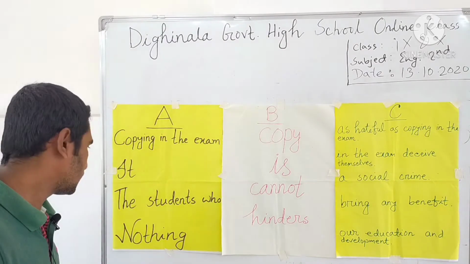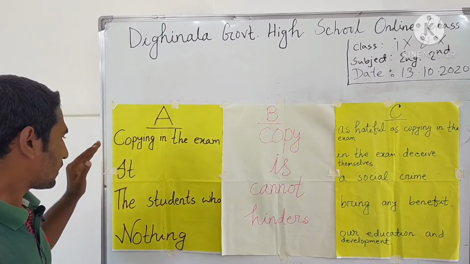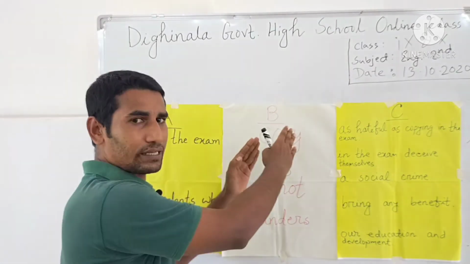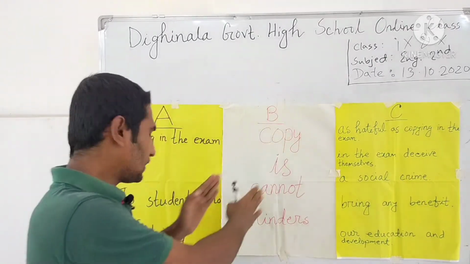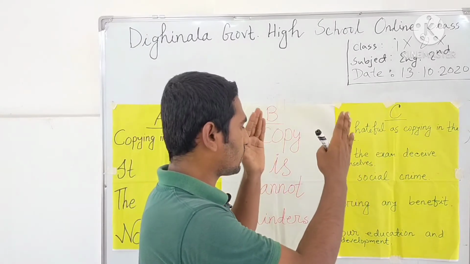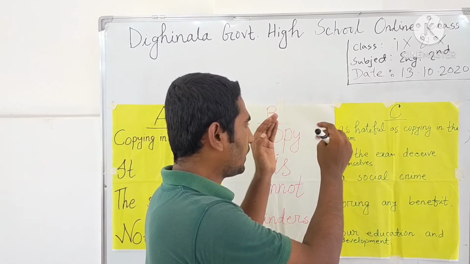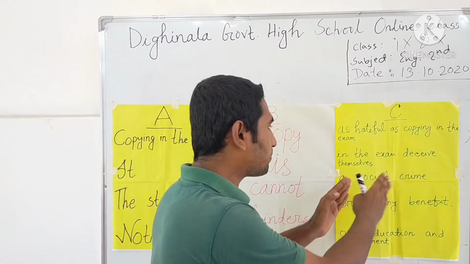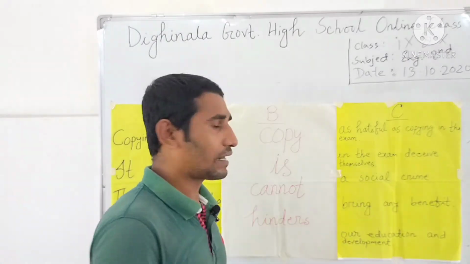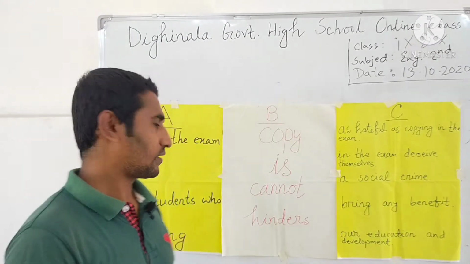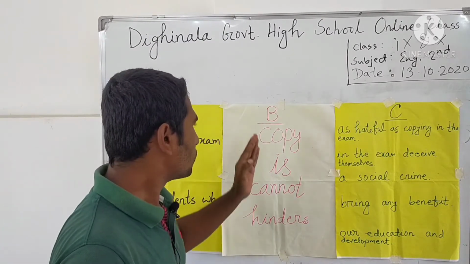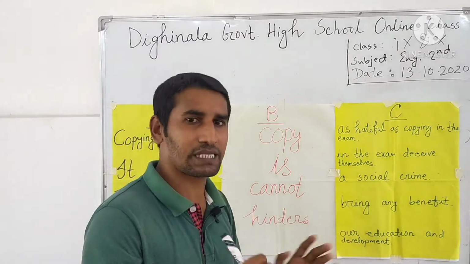2 left. Number D should be the students who, ছাত্র ছাত্রীরা যারা copy, the students who copy, যে ছাত্র ছাত্রীরা নকল করে, in the exam, deceive themselves. যে স্টুডেন্টরা নকল করে পরীক্ষায় তারা নিজেরা নিজেদেরকেই ধোঁকা দেয়. So number D should be or can be the students who copy in the exam deceive themselves.